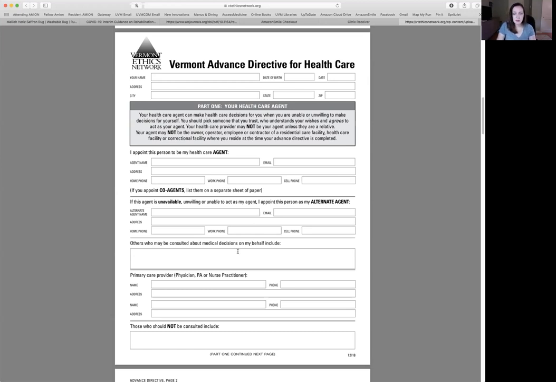There are spaces on here to provide people who you also would want to be included, but wouldn't necessarily be the official agent to make the decision. So if there were other friends or family that you were very close to that you wanted to have involvement in the decisions, you can feel free to put them here in this box. There's also a part that comments that there are people who can be excluded. So if you have maybe a family member that you're estranged from or worried about ulterior motivations, you could put that information here.